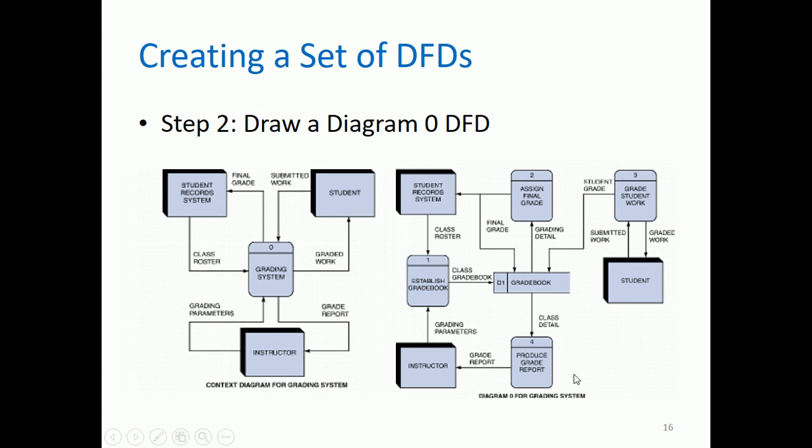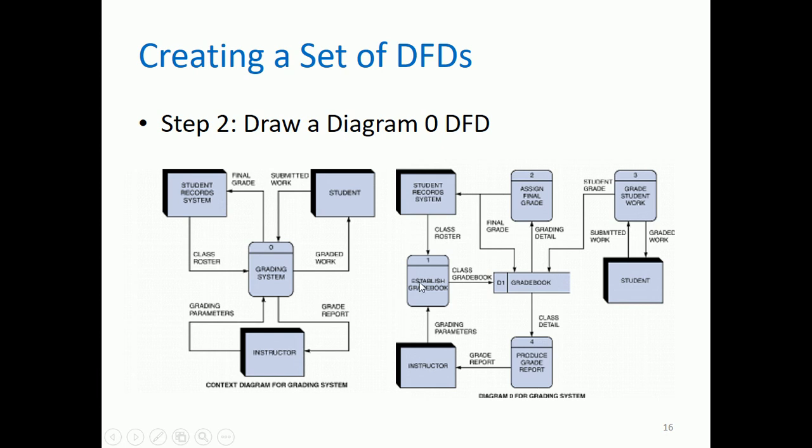Why am I saying in the previous discussion that in my practice, I always start with diagram zero? For me, it is easier to create a DFD if you already have step-by-step procedures. You're going to analyze if these step-by-step procedures can be combined, can be omitted, or if they are the original step-by-step procedures. For example, for the grading system, what are the identified step-by-step procedures? They have four procedures. We have establish grade book for process one. Process two is assign final grade. Process three is grade student work. And process four is produce grade report.